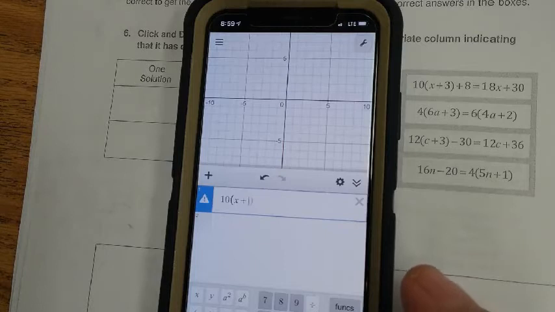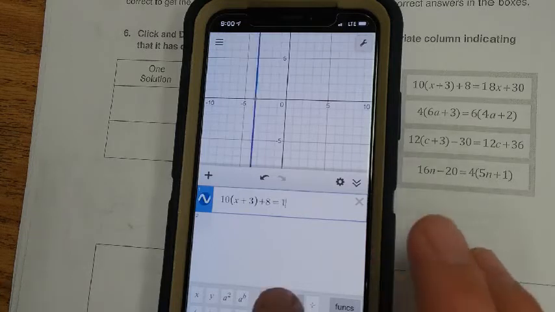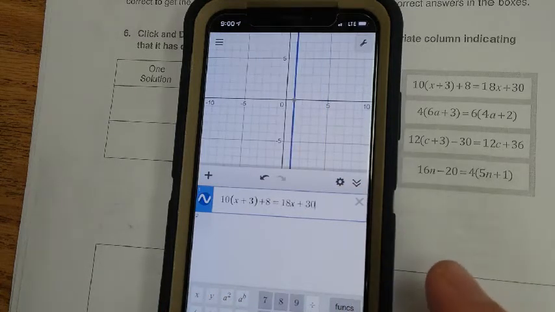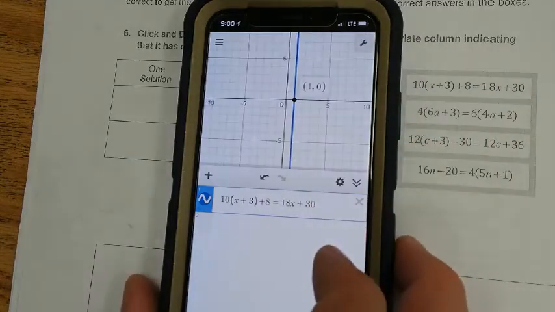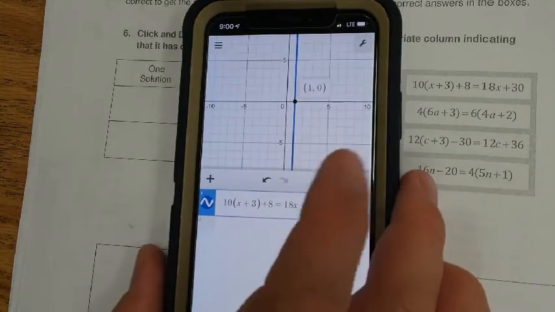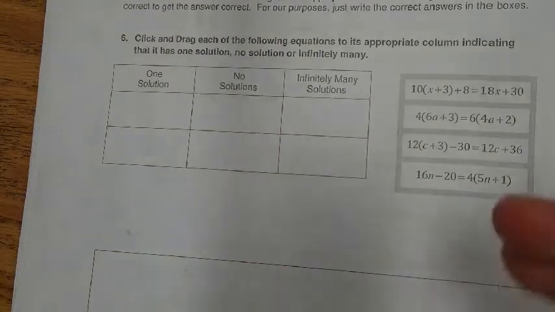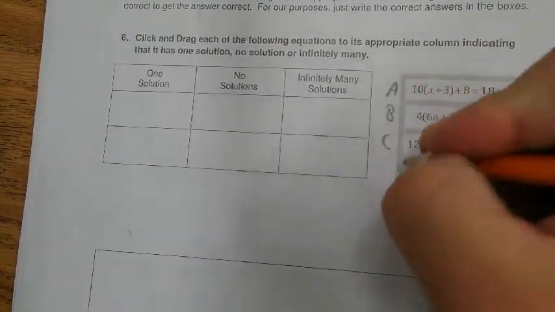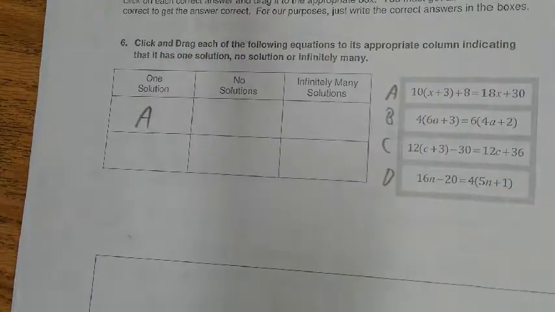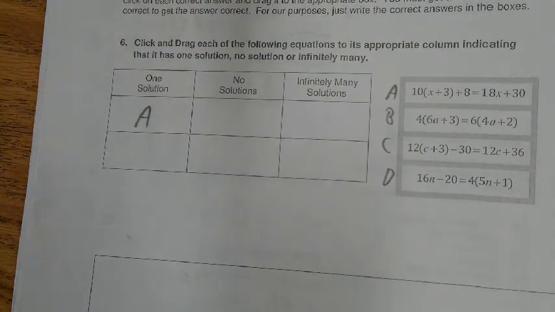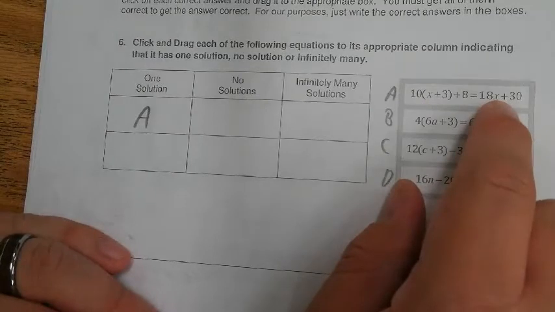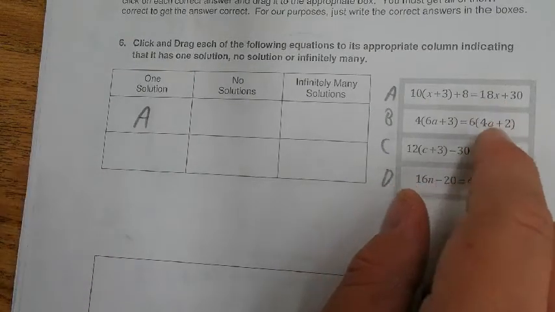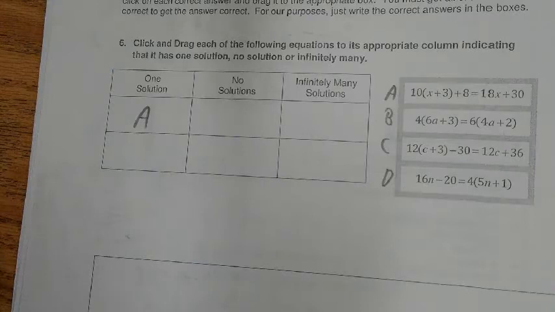So we have 10 parentheses x plus 3 plus 8 equals 18x plus 30. So you get 1. That is considered as one solution because you get one exact answer. So what I did was I just labeled these as A, B, C, D, and said the A went there. So that's one solution. One solution just means you get x equals something. If you work that out by hand, you would end up getting x equals 1. So that is one solution. No solution means that they don't equal each other. Infinite means you get the same number.